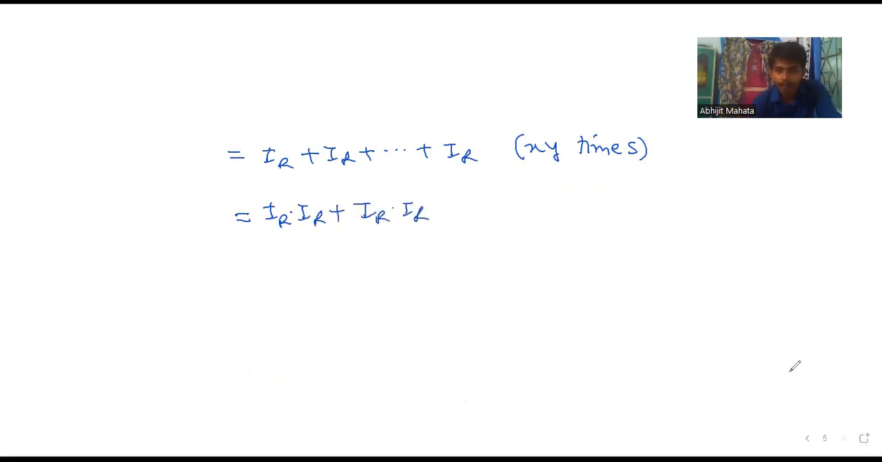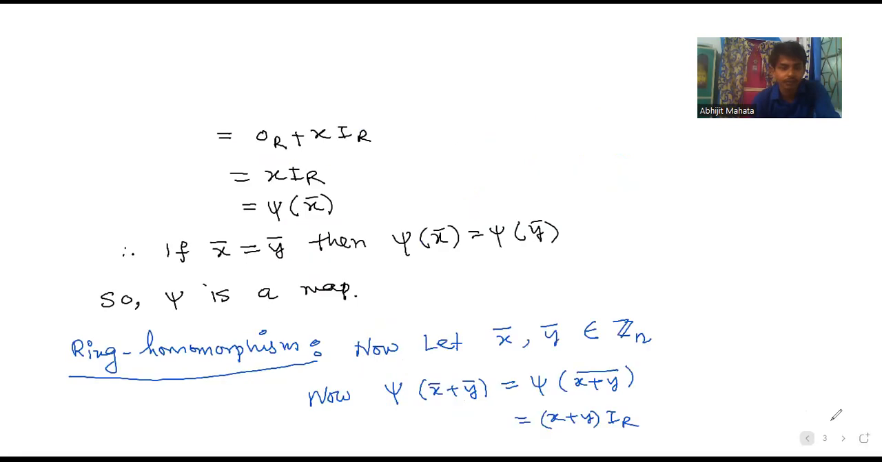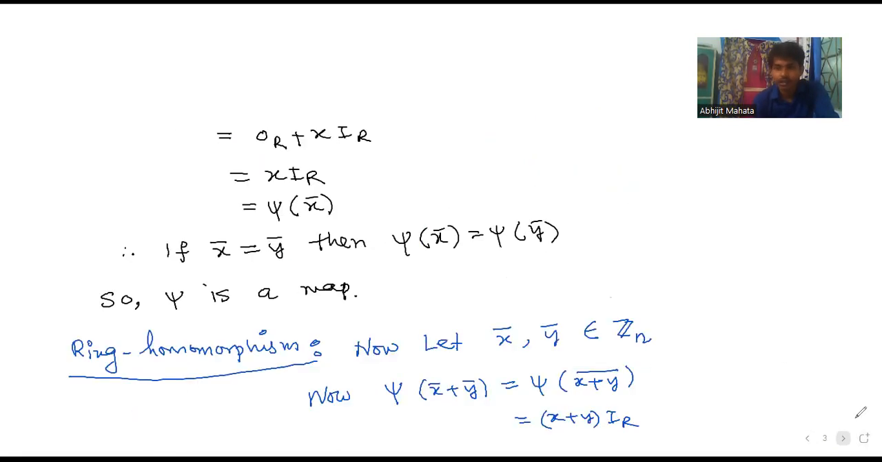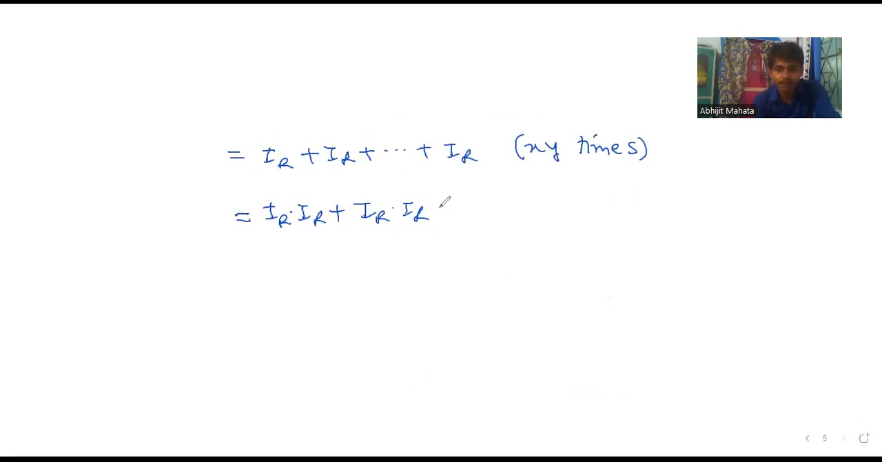So before, here we have basically used this situation. Now if we replace 1_R by 1_R into 1_R, how many times do we have here? Here x·y times in total. Now using the distributive law, what we can write here is 1_R + ... + 1_R.